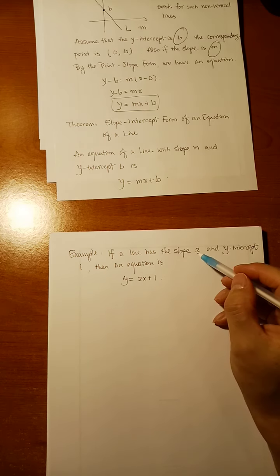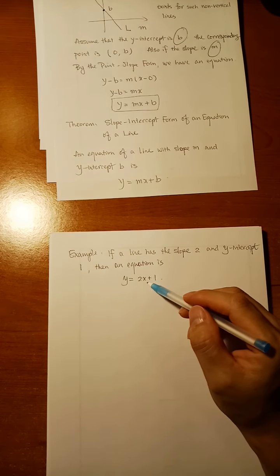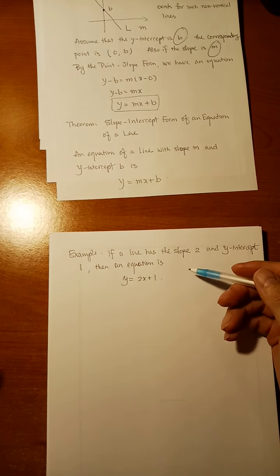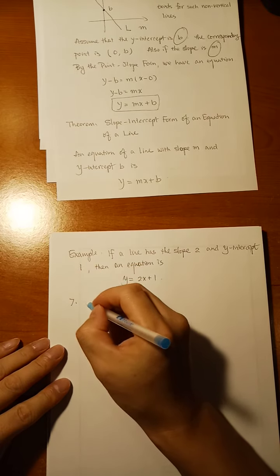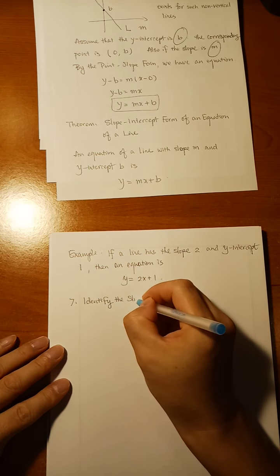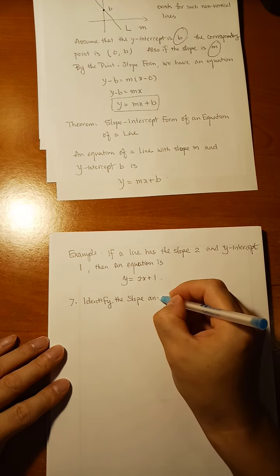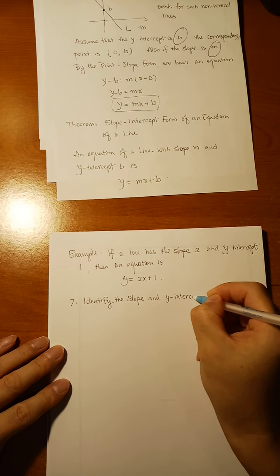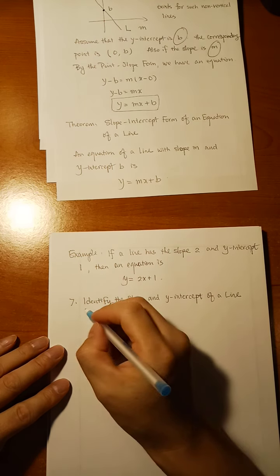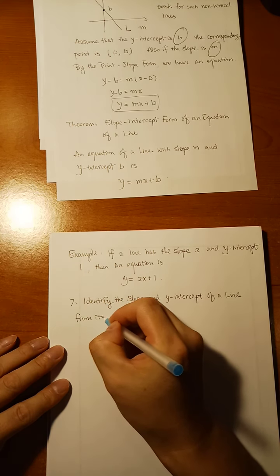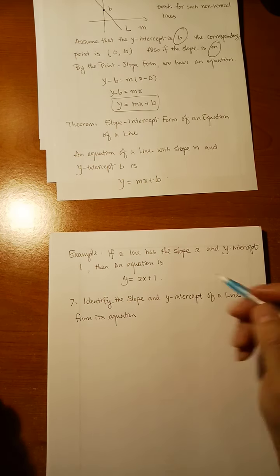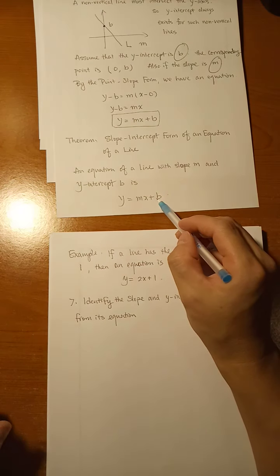Okay, so once you have the slope and the intercept, you can determine the equation. And from the equation, of course, you can also read the slope and the intercept. So identify the slope and the y-intercept of a line from its equation. Well, it's easy because in mx plus b, m is the slope, b is the intercept.